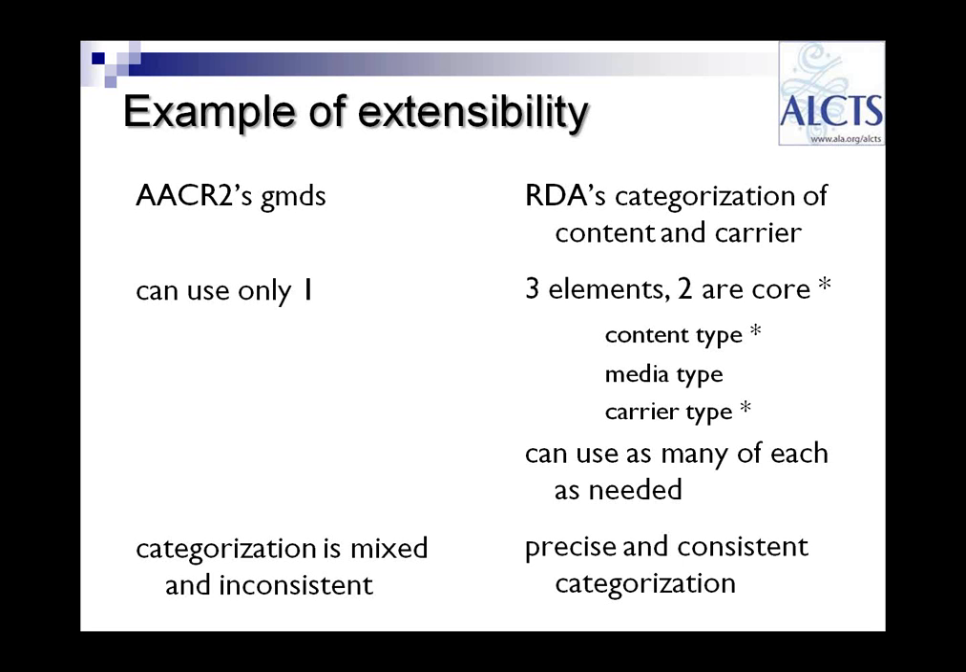But the interesting thing is the flexibility, because you record content type, media type, and carrier type, so you record at least one of each, but you can record as many of each as needed. And a lot of attention was paid in terms of trying to maintain a categorization that was precise and consistent.